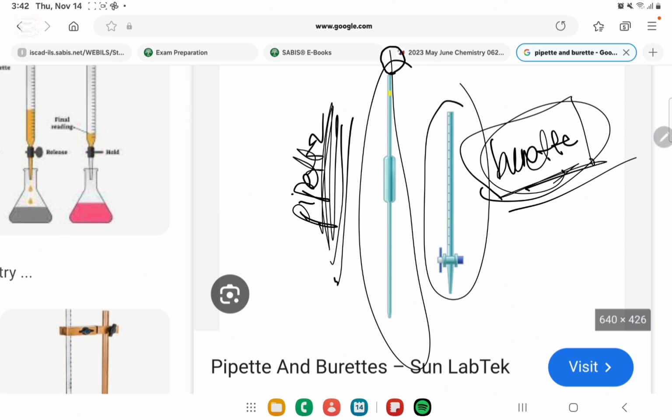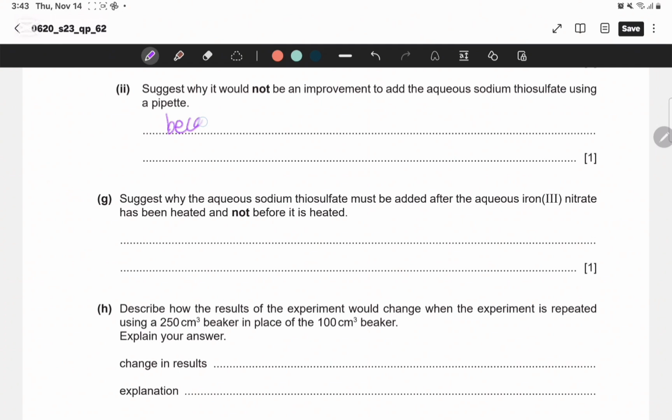Why? Because it is slower but more accurate, but it won't make that much of a difference if it's going to start the reaction quicker and not make the reaction proper. Okay, because it is slow to add.